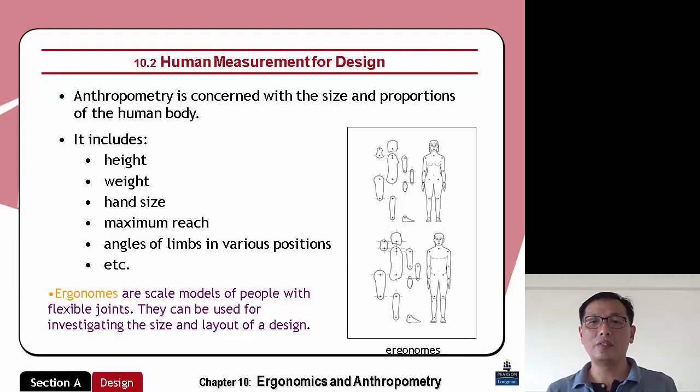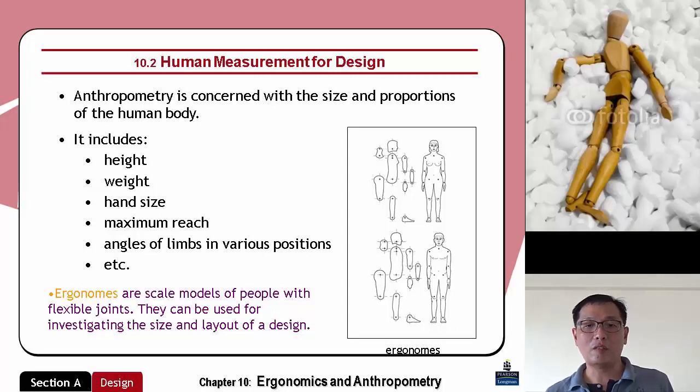Anthropometry is concerned with the size and proportion of the human body. It concerns things like the height, the weight, the size of your hand. Later on there will be an exercise where we want you to measure the size of your hand, just for understanding of how anthropometry measurements are taken.